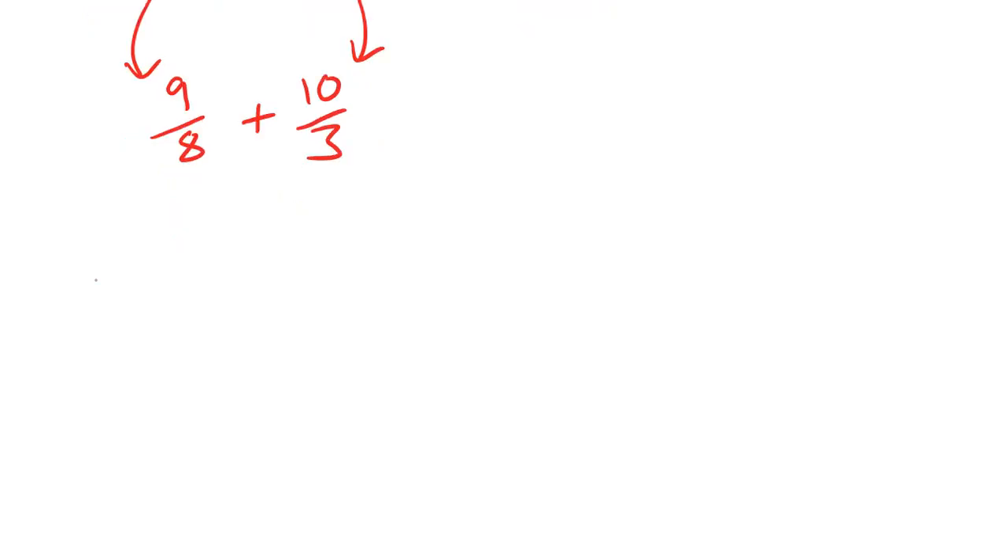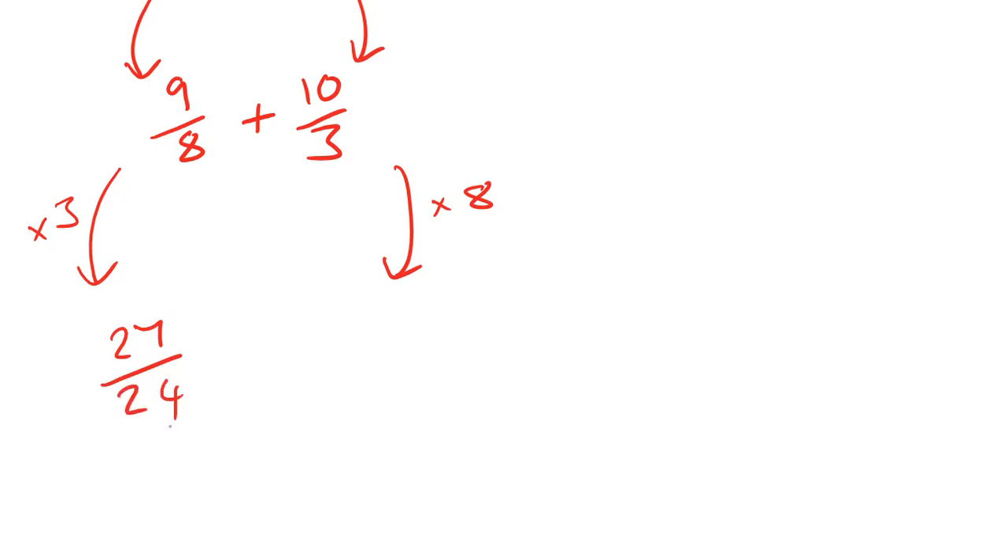From here, we need to create that same denominator. So 8 and 3 have a common multiple, which is 24. 24 is in the 8 times table and the 3 times table. So I'm multiplying here by 3, multiplying here by 8. So 9 times 3 is 27, so I'm going to have 27 over 24. And 8 times 10 is 80, so this one will become 80 over 24.